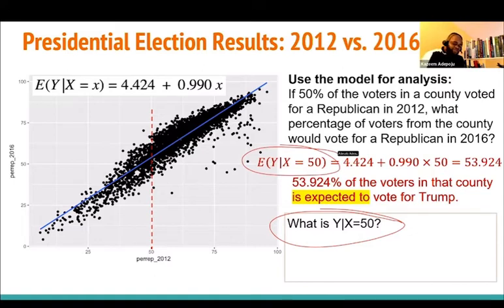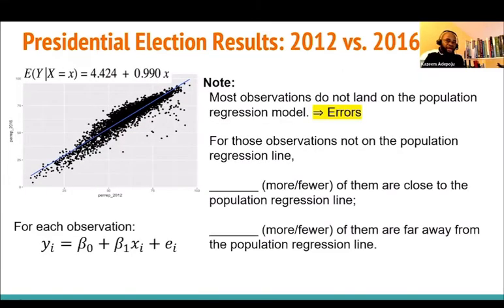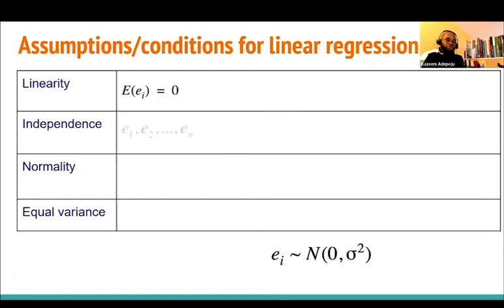This guy here is just the expected value of y given that x equals 50. That's a conditional mean. If I want to figure out what is y given x equal to 50, then I need the probability distribution for that. Now I'm going to walk you through that. Now you're going to see why we are doing this.